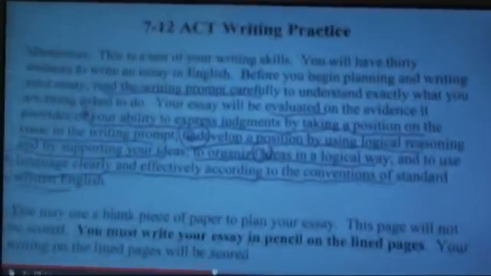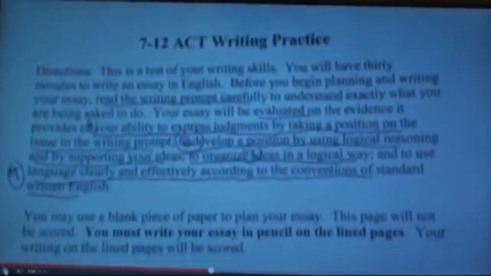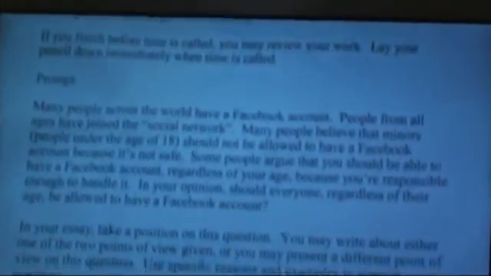Those 4 things right there are what you'd be evaluated on. We covered that last year, so make sure you keep that in mind. Now let's take a look at the writing prompt.